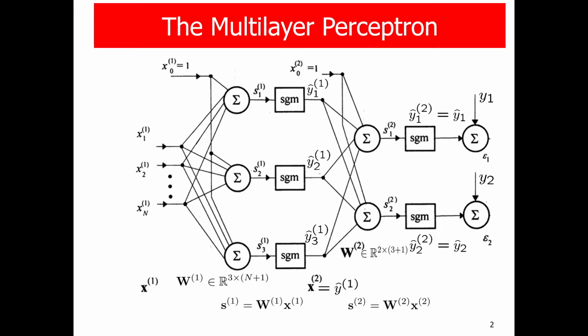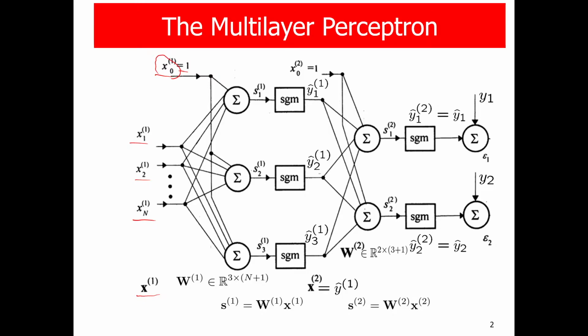Let x1 denote our input. It has n plus 1 components, x0, x1, x2, and so on, xn. The first one, x0, is just a constant one, and it is called the bias input. The next n, x1, x2, and so on, xn, are regular inputs to the neural network.